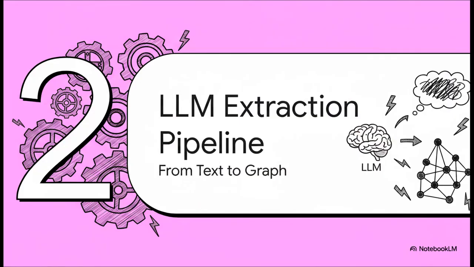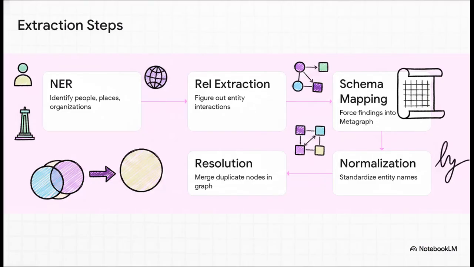The LLM extraction pipeline. Let's pop the hood and see how this extraction actually builds out step by step from raw text to a structured graph. So here is the 5-step pipeline that takes all that unstructured input and spits out structured triples perfectly ready for Neo4j ingestion. First up is NER, or Named Entity Recognition.